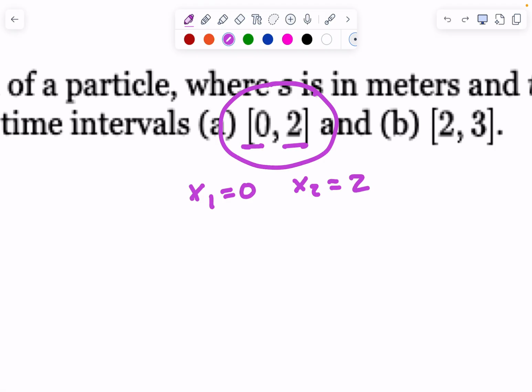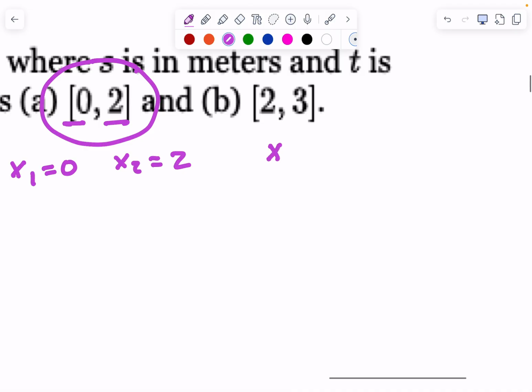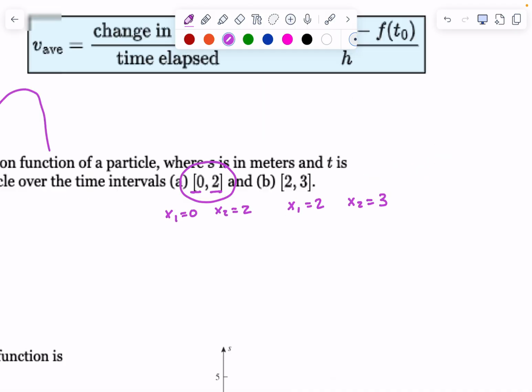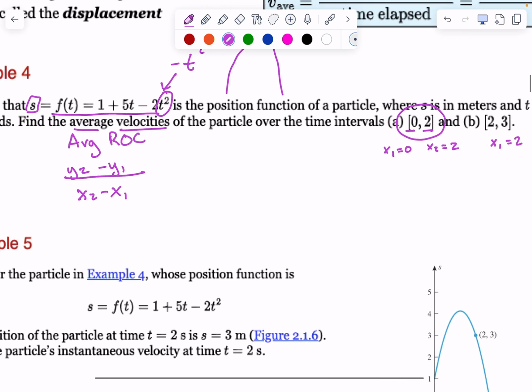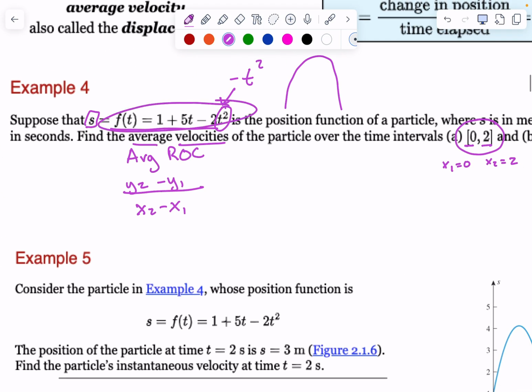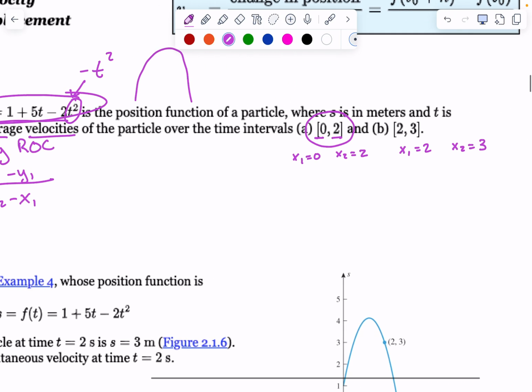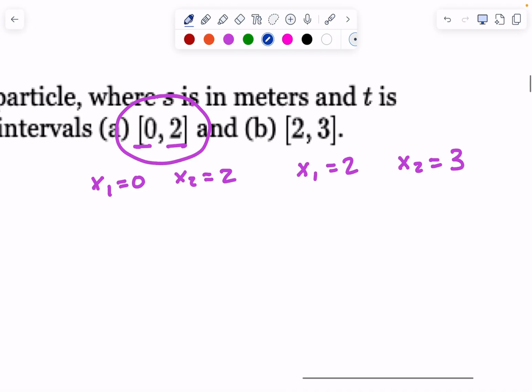Okay, so that's part A, and then part B, they're going to switch and have x1 be 2 and x2 be 3, right? So we're going to do this problem twice. They want the average rate of change. Here's my equation. Now, I don't have y's. I don't have a y1 and I don't have a y2.